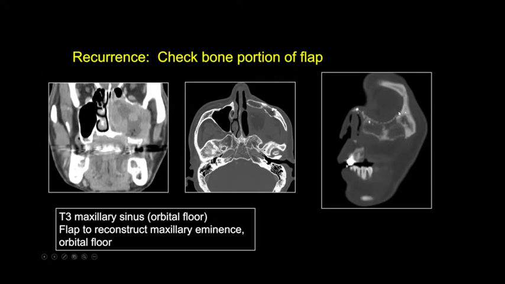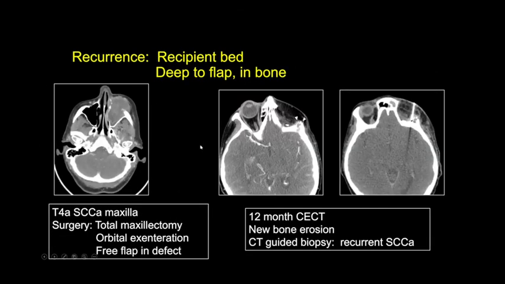Notice the orbital floor and rim were repaired with a mesh, and the strut itself, the zygoma, was repaired with the scapula. The bone that is put up in a flap is often deossified and looks like this kind of bone. Deossified, but there's no destruction. Here's an example of a recurrence deep in the flap in bone.